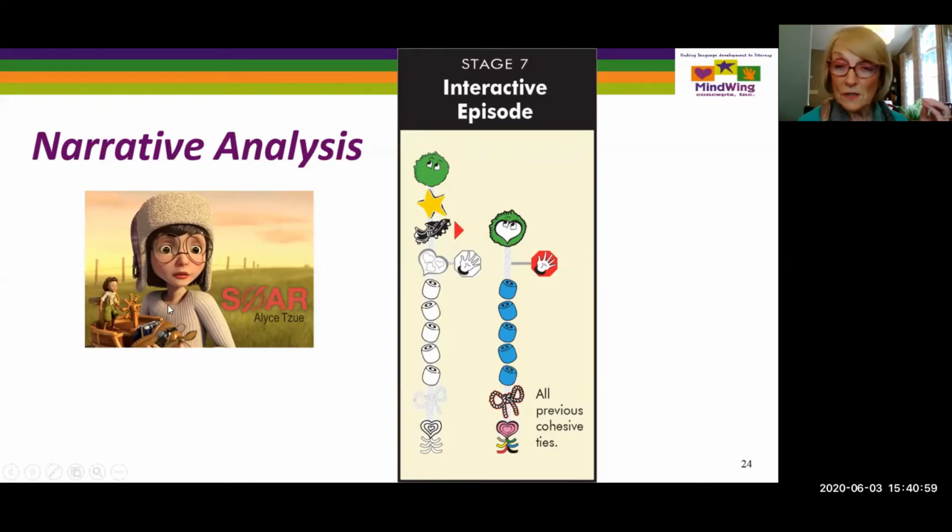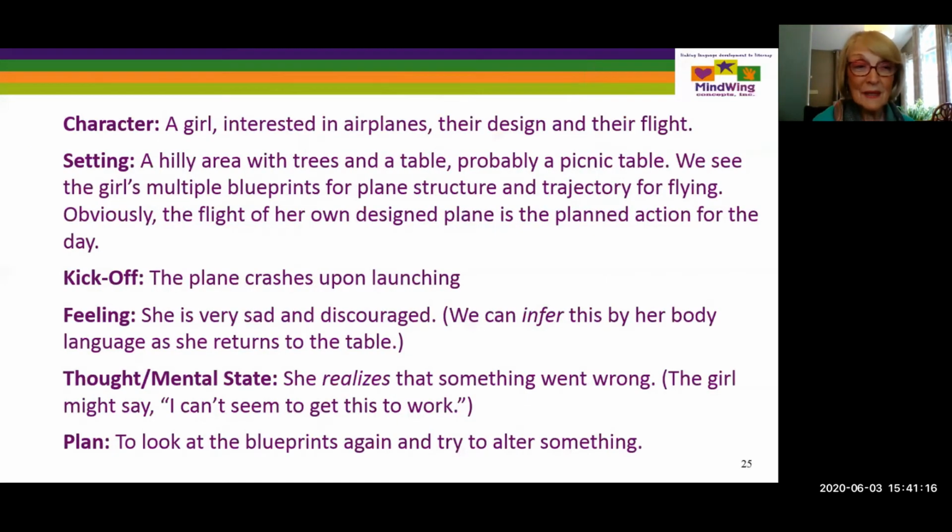And of course, when I was doing this analysis, I was bringing language words to the piece, which was of course wordless. And that's what our students would have to do too, to think of how to express those things. So we have a character interested in airplanes, their design. It's a hilly area. We could look around. There are hills, trajectory for flying.